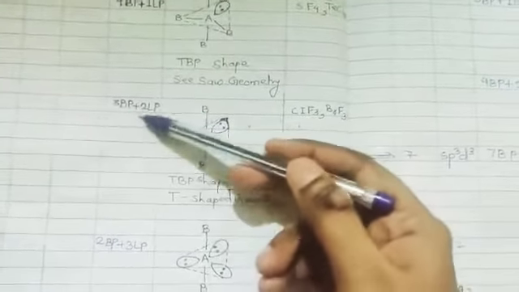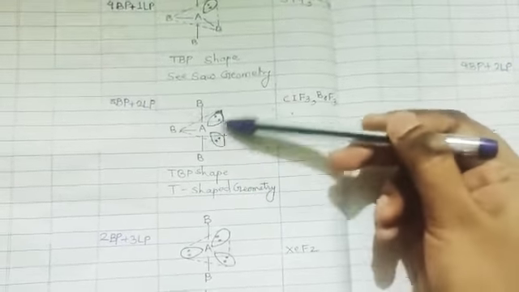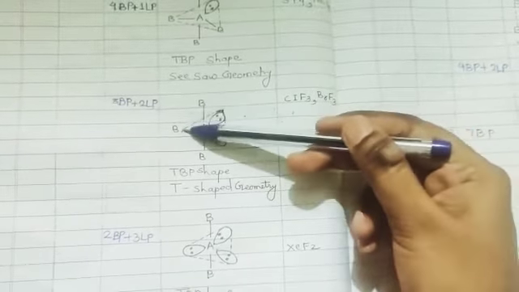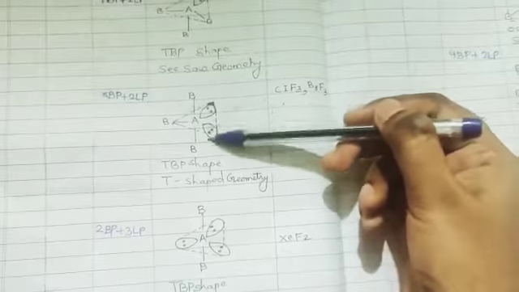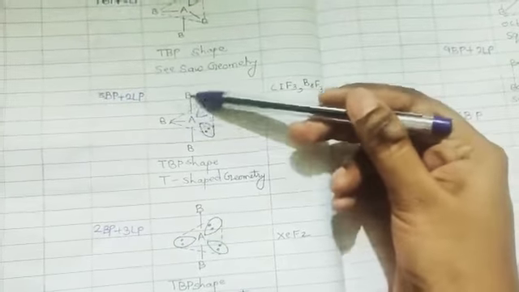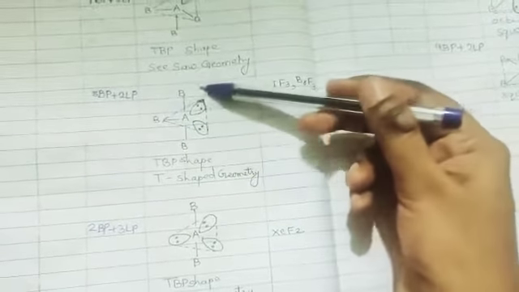Next is 3 bond pairs and 2 lone pairs. Type is the same. Trigonal is the base. These three are the bond pairs. We do not consider the lone pairs in geometry, so it will come T-shaped geometry, and trigonal bipyramidal is the same shape as before.